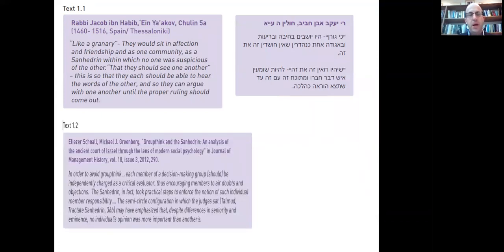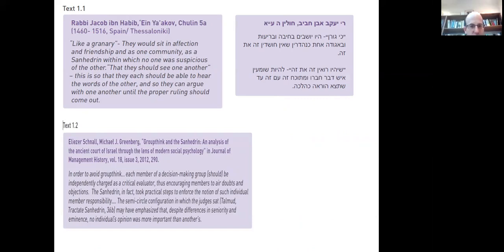I brought a couple of commentaries on each of these sources that speak to why they saw it as a guideline. Some are traditional, and some are from an article by Professor Eliezer Schnell, a social psychologist who wrote about the wisdom from the Sanhedrin regarding how to avoid groupthink. First is a 16th century commentary on the Talmud, by Rabbi Yaakov ibn Habib, one of the most famous people exiled from the Spanish Inquisition. He writes, like a granary, they would sit in affection and friendship, as one community. It builds a bond when we're all together. As a Sanhedrin within which no one was suspicious of the other, which speaks to what you were saying: you can see the honesty and emotions of the other. They should see one another so that each can hear the words of the other, and argue with one another until the proper ruling comes out.